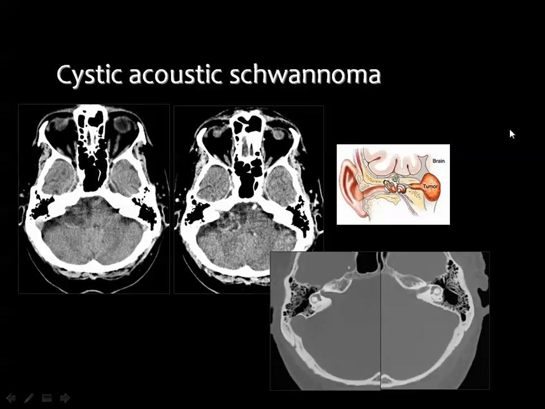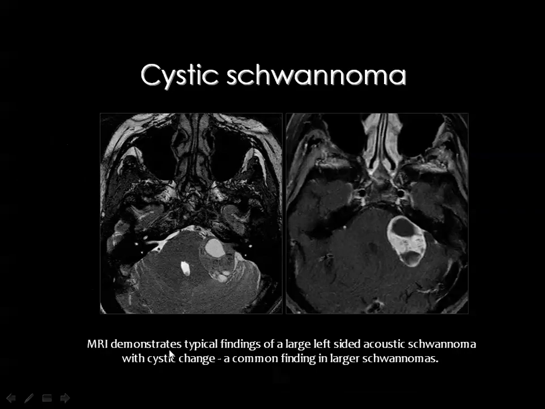Then you should know that schwannomas have a higher incidence of cystic changes compared to neuromas. This is an example of a right-sided cystic acoustic schwannoma before and after contrast enhancement. And you see the cystic changes within the tumor. The bone window shows mild dilatation of the right internal auditory canal.